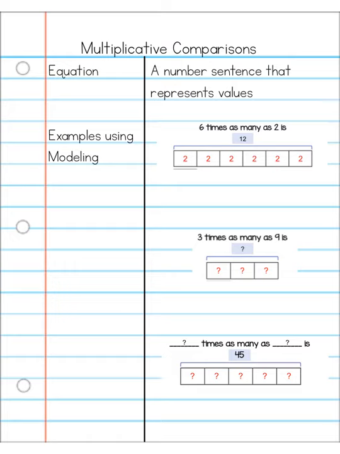Our next example down here at the bottom actually has two blanks. So I'm looking for two numbers that will multiply to equal 45. So I'm looking for two factors of 45.